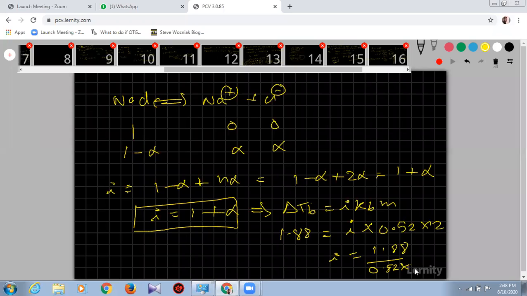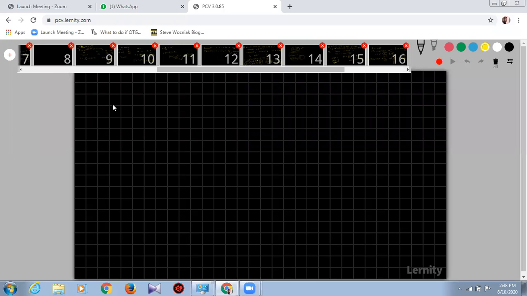So then you will get nearly 47 by 26. That is nearly equal to 1.8. Now with this you got the i value. Already we know the relation here: i is equal to 1 plus alpha. Here i is 1.8, so 1.8 is equal to 1 plus alpha.